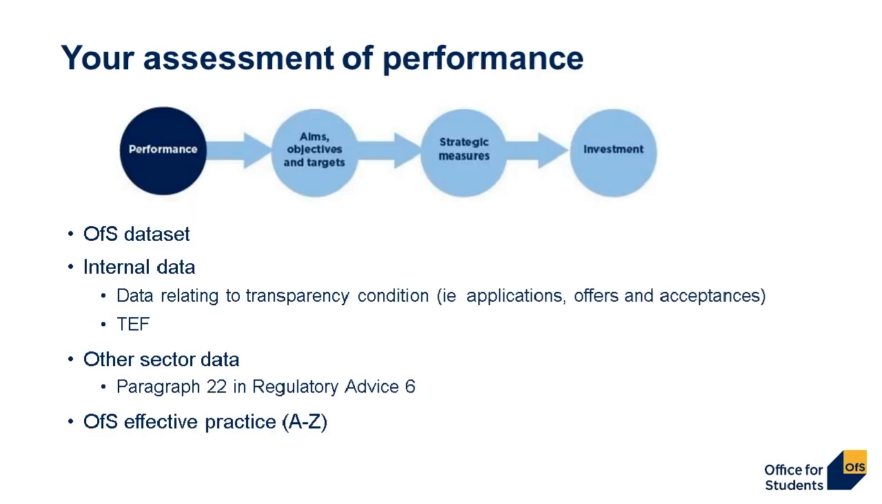So the graph here is taken from Regulatory Advice 6 and just outlines how the assessment of performance really does underpin the rest of the plan. So it informs your aims, objectives, targets, strategic measures, and investment. So that's why it's important that it should be very robust. So we expect you to use a range of different evidence, as mentioned before. So the OFS dataset is part of this, because it does present a good starting point to look at your provider data and allows for sector comparability.